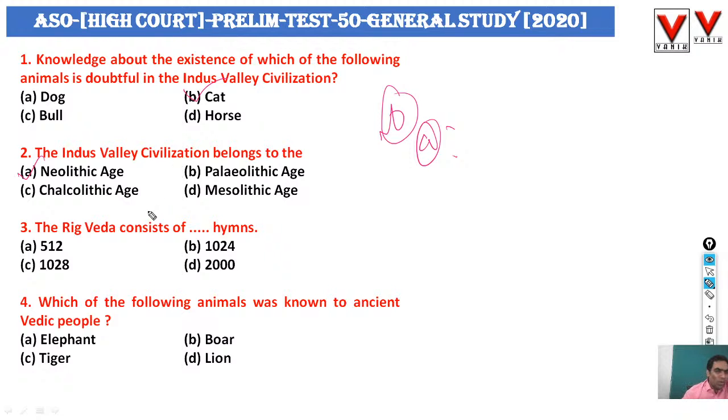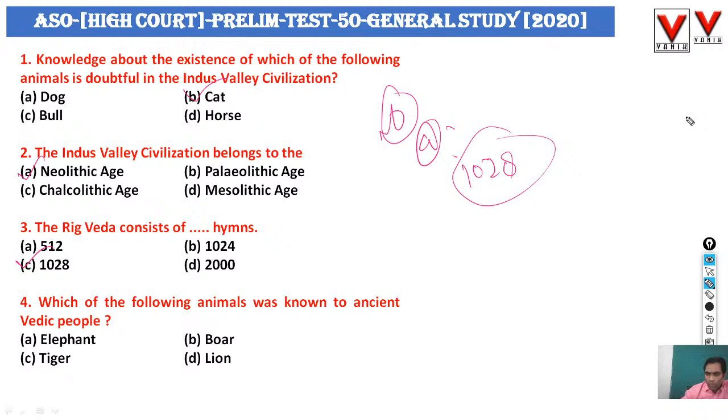Rig Veda consists of 1028 hymns. That is answer number C. Question number three, the right answer is C. Rig Veda consists of 1028 hymns. So next question we are going to proceed.